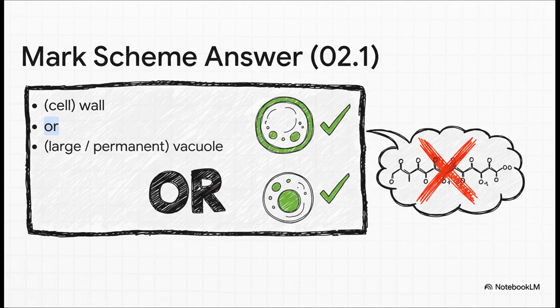A classic comparison question. And here are the only 2 answers that will get you the mark. You can write cell wall, or you can write large or permanent vacuole. Now, see those words in brackets. That means they're optional. Wall is enough, but look at what the mark scheme also says. Ignore cellulose. Why? Well, it's a bit of a trap. Plant cell walls are made of cellulose, but fungal cell walls are made of chitin. So, if you wrote cellulose wall, you'd get 0 marks. It just goes to show how precise you need to be.